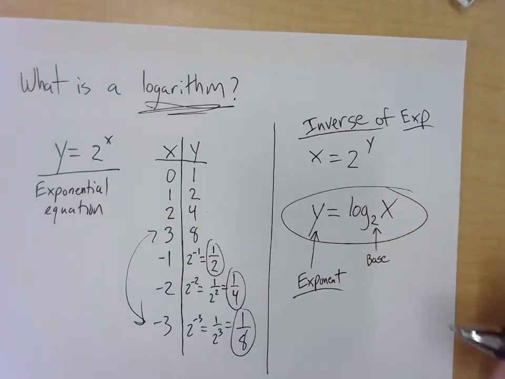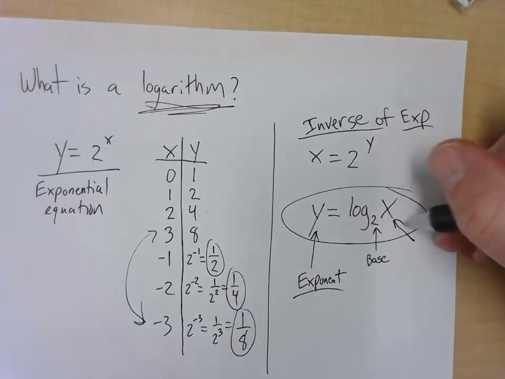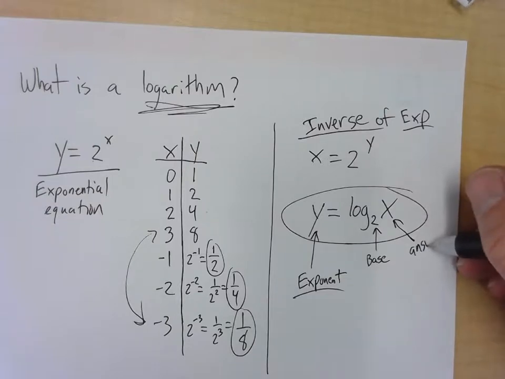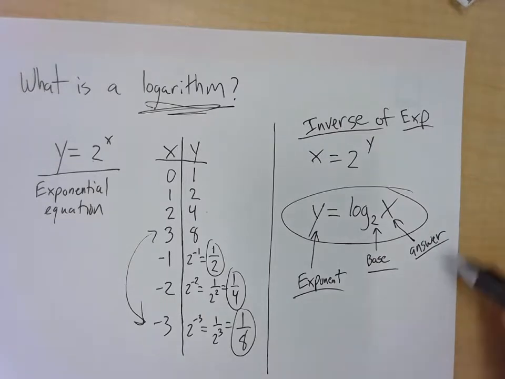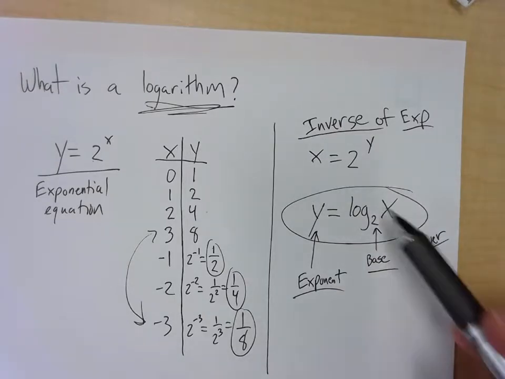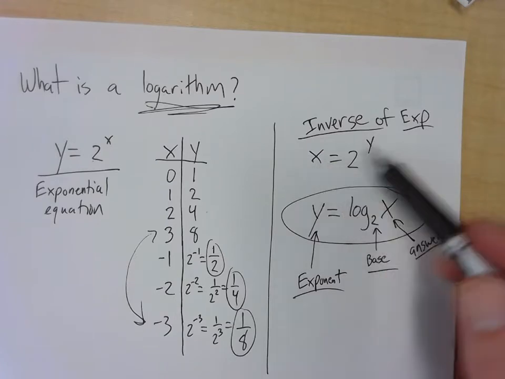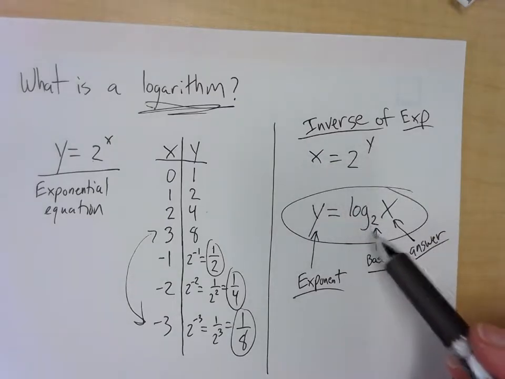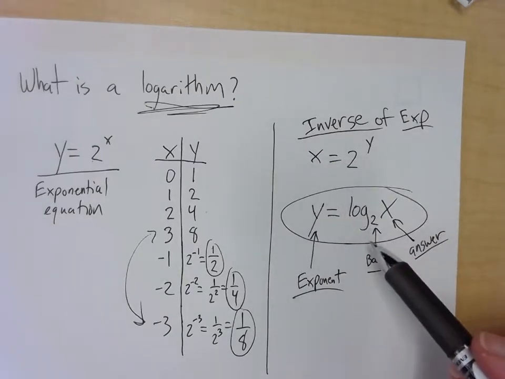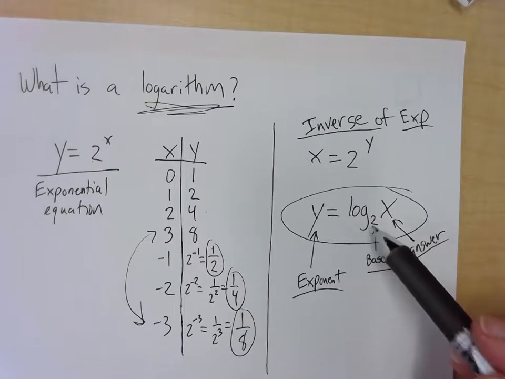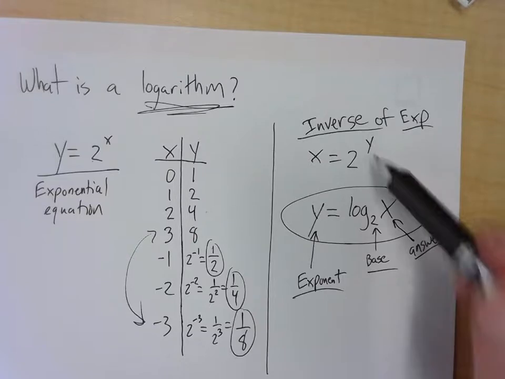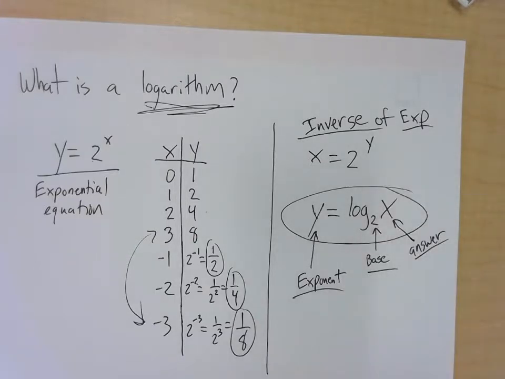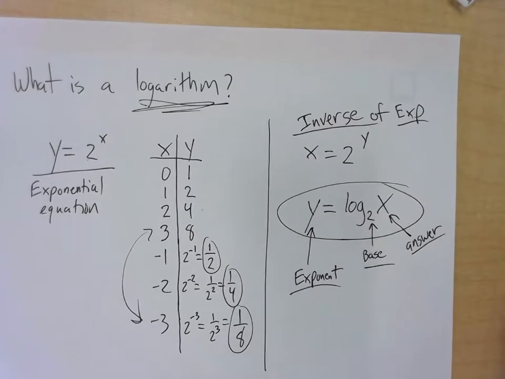So the exponent goes there, and then the answer is right there. So it's base, answer, exponent. And the rearrangement of the inverse by switching x and y is a log. That's why we needed a function to do that. So mathematicians created the log function to solve this for y, so we can get y by itself again, like if you've ever done inverses before.